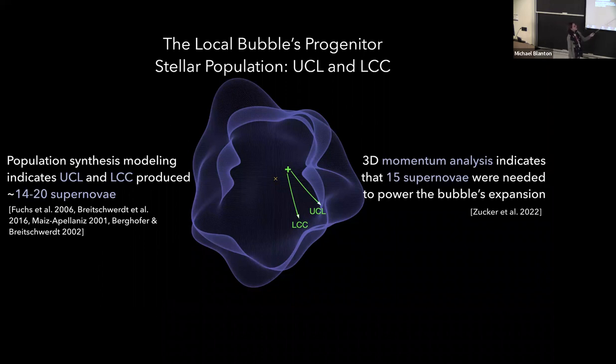And then what we did is we calculated how much momentum is in the surface of this shell. So essentially, what's the mass that's been swept up over time and what's its velocity. We tried to compute how much momentum needed to be injected by supernovae to account for the characteristics of the bubble that we see today. And we find that about 15 supernovae were needed to power the expansion. So that's good, because these two numbers agree.